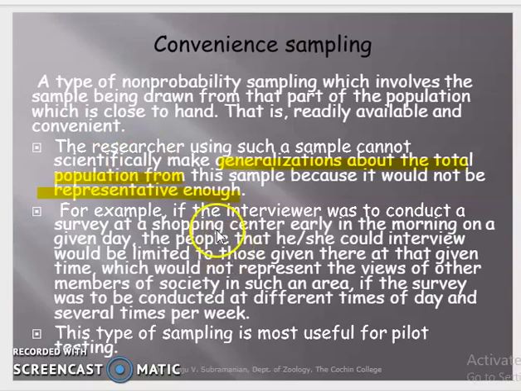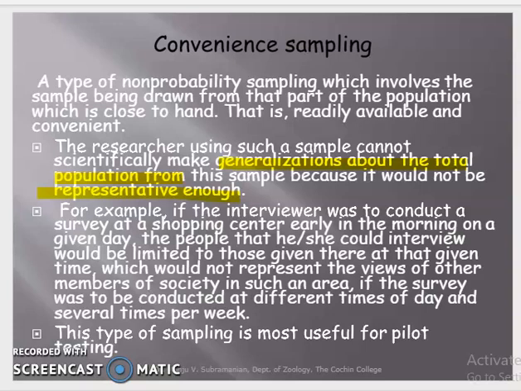Okay, here is a good example. If the interviewer was to conduct a survey at a shopping center early in the morning on a given day, then the people that he or she would interview would be limited to those there at that given time, and which would not represent the views of the other members of the society in such an area.